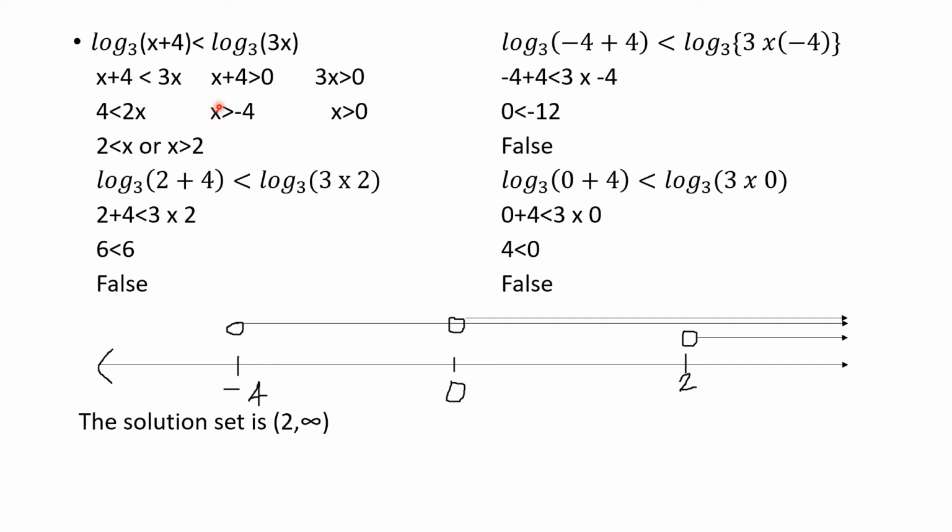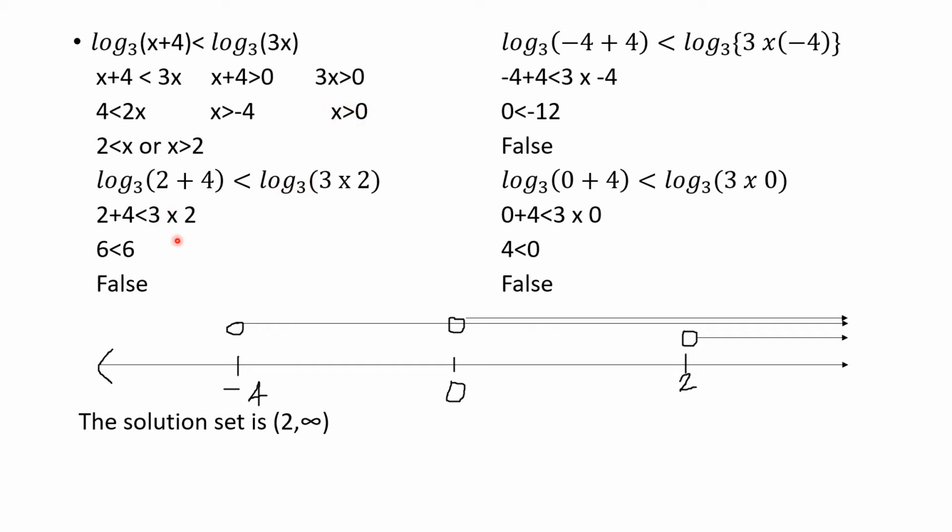In order to solve a logarithm, you need to find 3 critical values. To find the other 2, we just take x plus 4 greater than 0. All you have to do is move 4 to the other side and change its sign, so x is greater than negative 4. And then to get the third one, you just take 3x and equate it to 0. So 3x is greater than 0. Divide both sides by 3, so we get x is greater than 0.